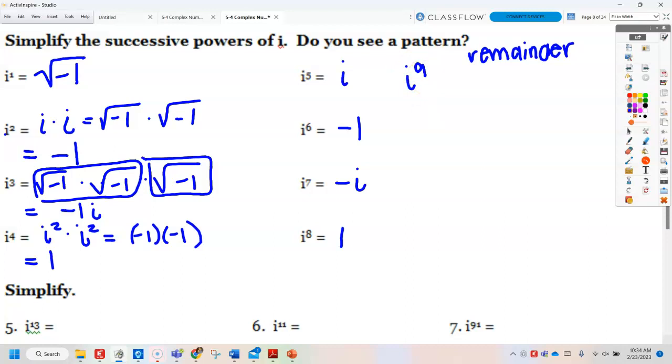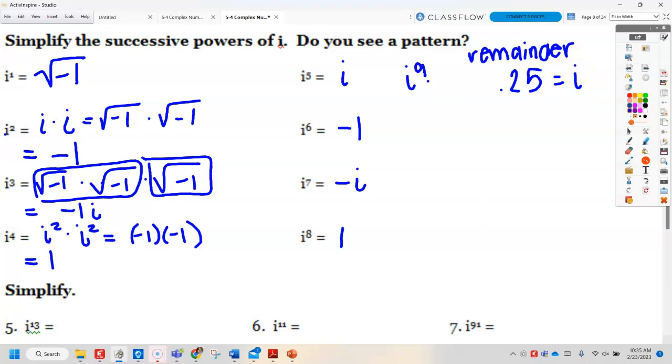So what you do is on your calculator, you take the number 9, divide it by 4. What is 9 divided by 4? 2.25. Ignore the 2. The remainder is 0.25. When you divide a number by 4 and the decimal is 0.25, it is equal to i.